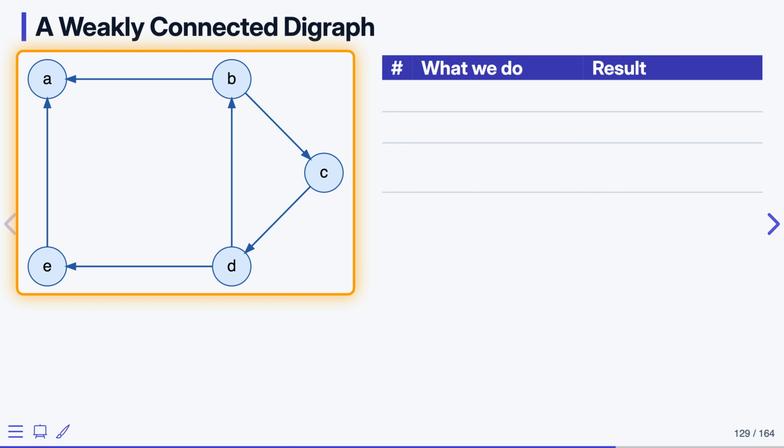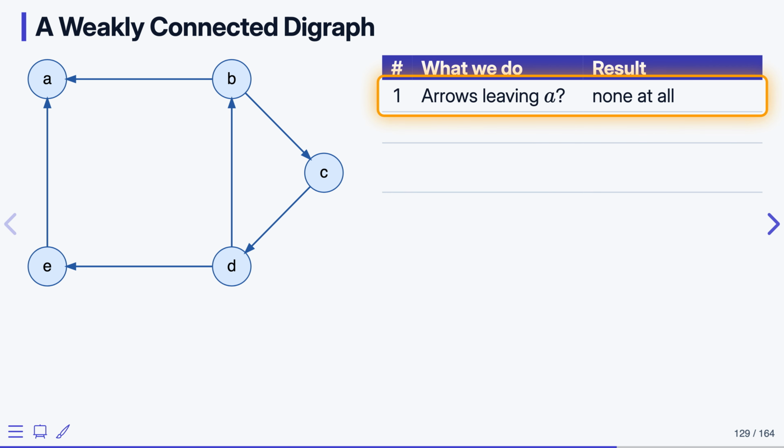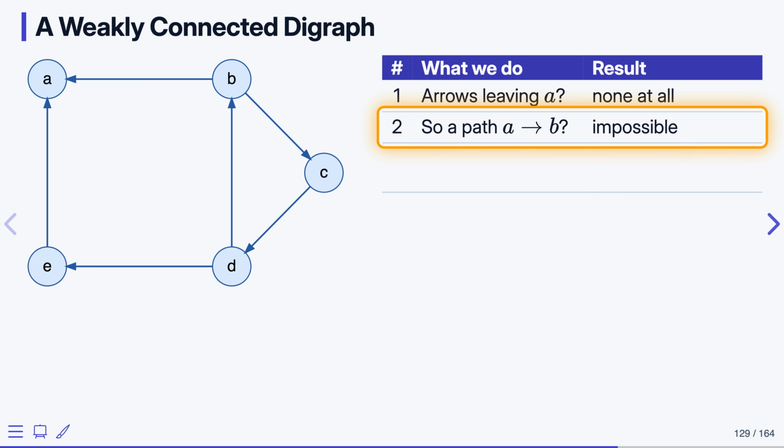Now the second directed graph. Step 1. Look at vertex A. How many arrows leave it? None. 2 arrows point into A, but nothing points out. Step 2. So we can never travel from A to B or to anywhere else. The test for strongly connected fails at once.